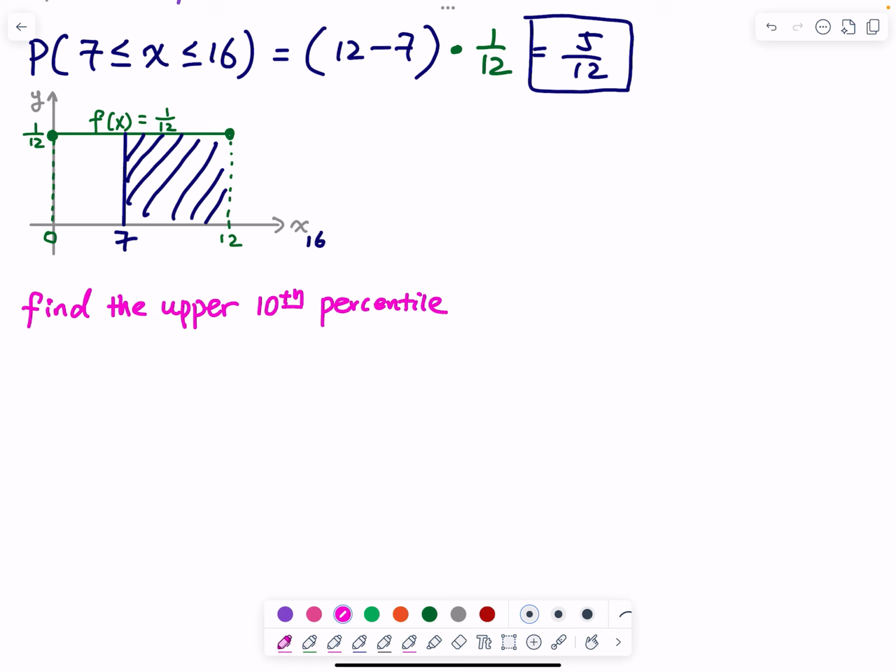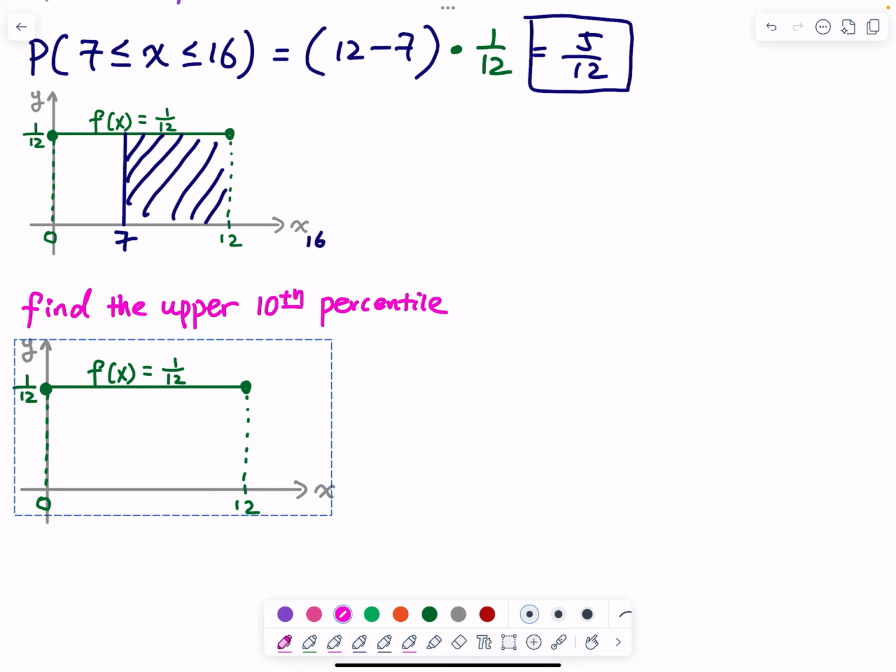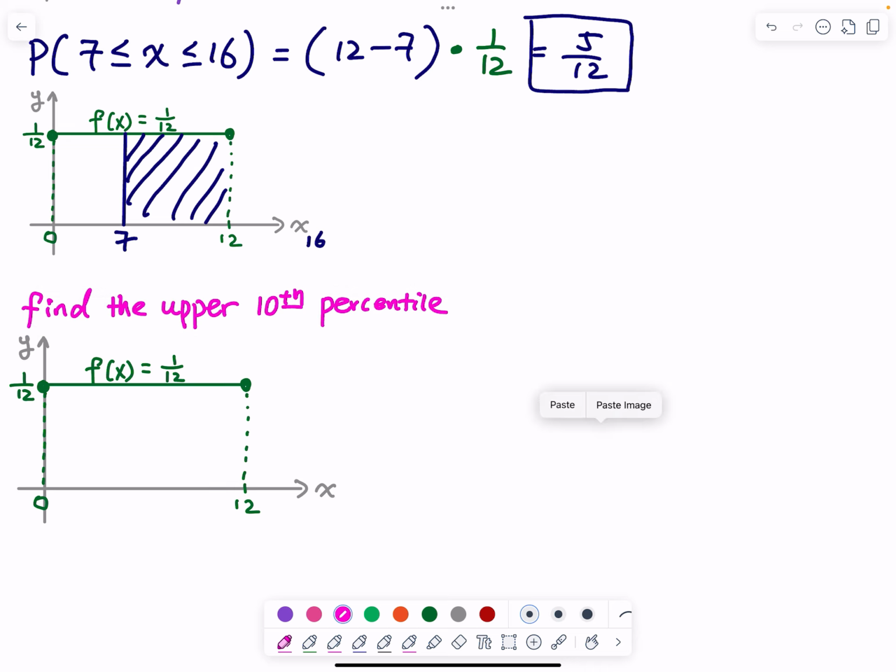What is upper 10 percentile? Upper 10 percentile, this 10% is on the right side. Upper means the right side. And then this is a 10%.